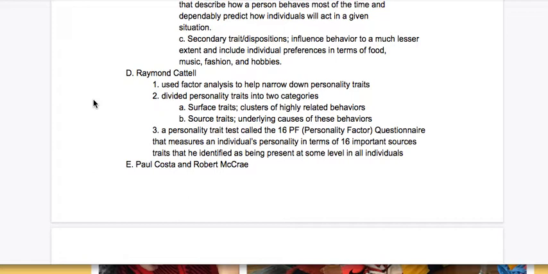And he used this in a personality trait test called the 16PF, Personality Factor Questionnaire. It measures an individual's personality in terms of 16 important source traits that he identified as being present at some level in all individuals. So as someone goes through this type of test, he would be able to figure out what type of personality this individual has.